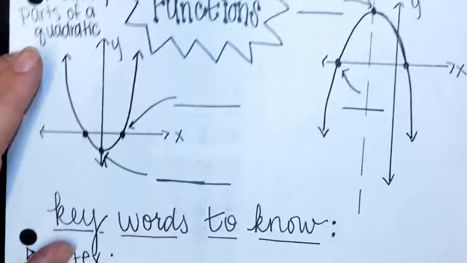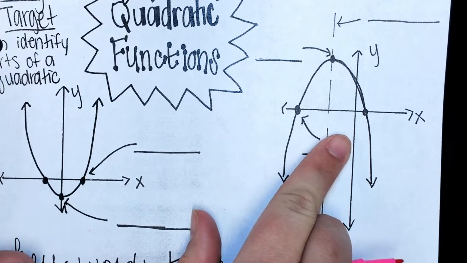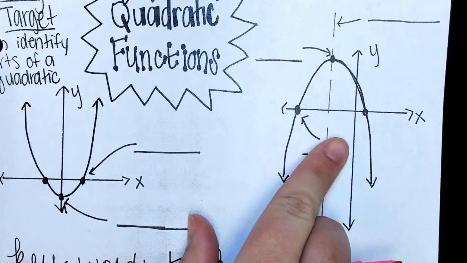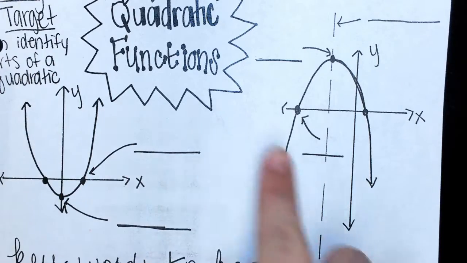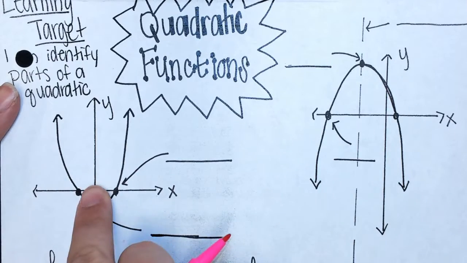So if you flip this over, this is what a quadratic function looks like. It's also called a parabola. Okay? This is a parabola. Now these are both quadratic functions.